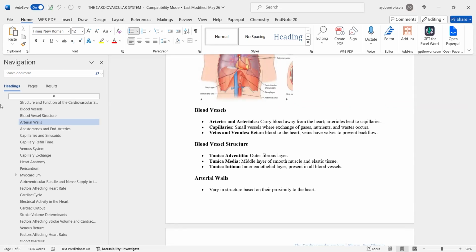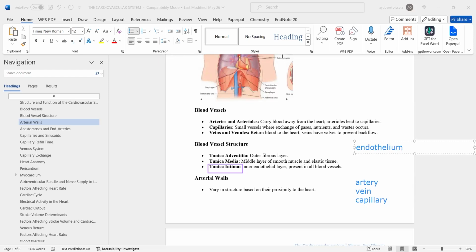So this is what we are trying to talk about. This tunica intima is present in all blood vessels. By all blood vessels, we mean it's present in arteries, it's present in veins, and it's present in capillaries. Now, that's the tunica intima, the endothelial layer, or what we can refer to as the endothelium.